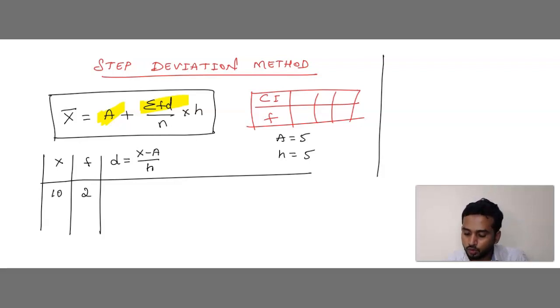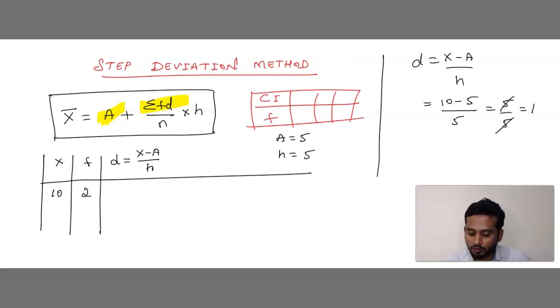Assume. How to do it? So what is the first value of d? That is x minus a by h. Here, d equals x minus a by h. What is the x value? First value 10, minus a value 5, divided by h value 5. Substitute. 10 minus 5 is 5. 5 by 5, the 5s get cancelled, the answer is 1. So the value of d is 1. In the same way, just change the values of x. A and h are constant, they don't change.